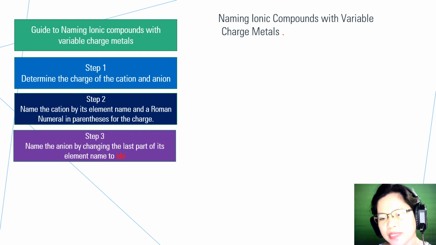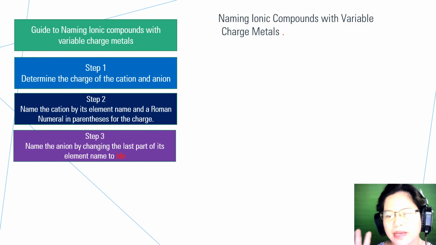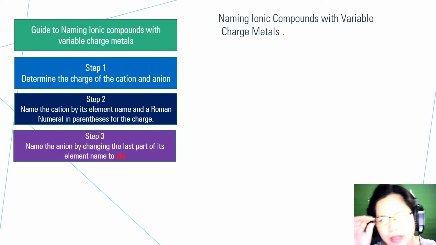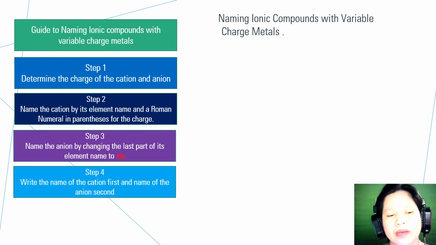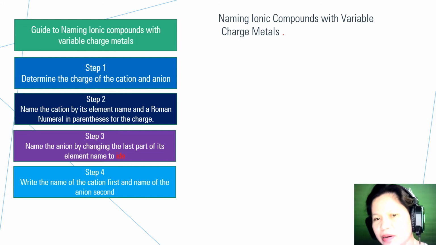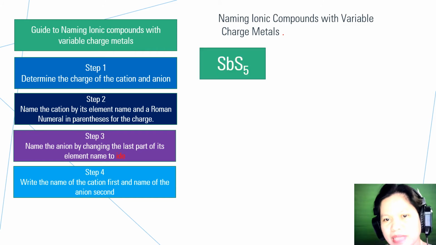Parang ganun lang din yung process. Ang nadagdag lang dito ay isusulat mo yung kanyang charge into Roman numerals and place it inside the parentheses. Step 4, you have to write the name of the cation first and name the anion second. Okay, let's have an example.